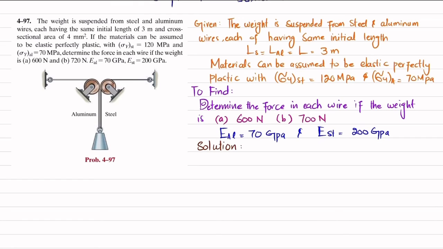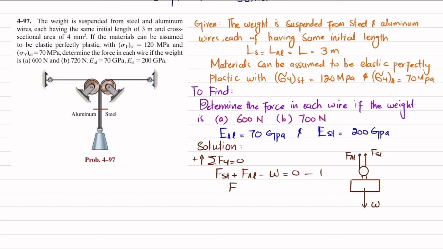If you cut this wire over here and draw the free body diagram, this is the weight, and this is the hook. This is the load taken by aluminum, which is F aluminum, and this is the load taken by the steel wire, which is F of steel, and this is the weight W acting downward. We apply the equation of equilibrium: sum of all forces along y direction must be equal to 0, with upward force taken as positive. So F of steel plus F of aluminum minus W is equal to 0. This is your equation number 1.